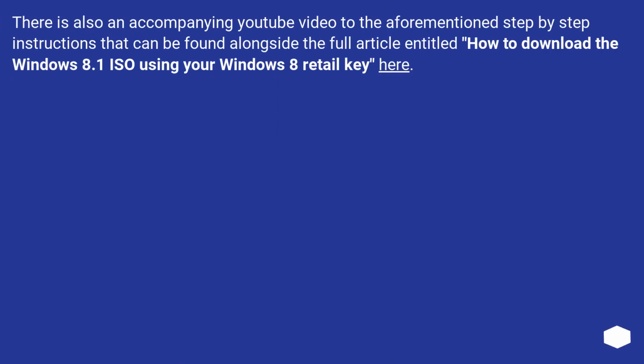There is also an accompanying YouTube video to the aforementioned step-by-step instructions that can be found alongside the full article entitled How to Download the Windows 8.1 ISO using your Windows 8 retail key here.